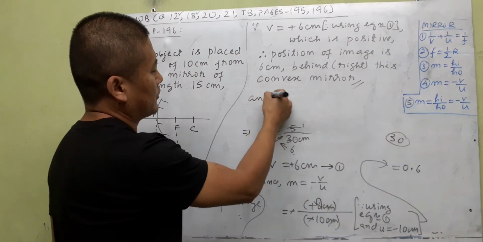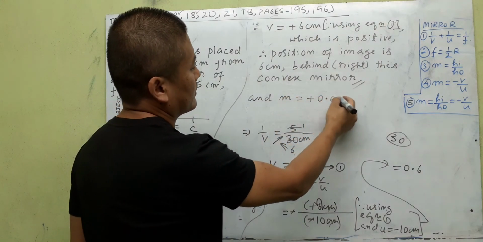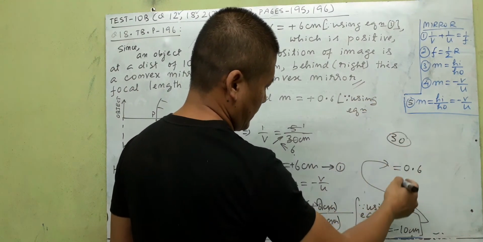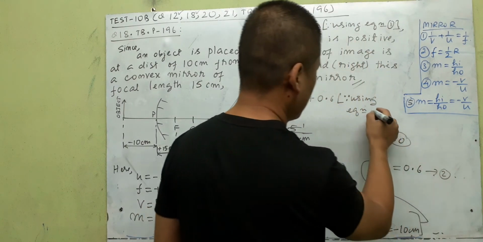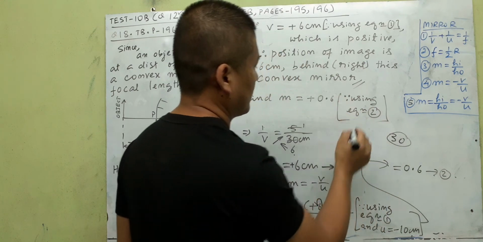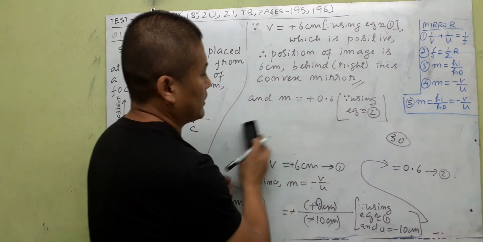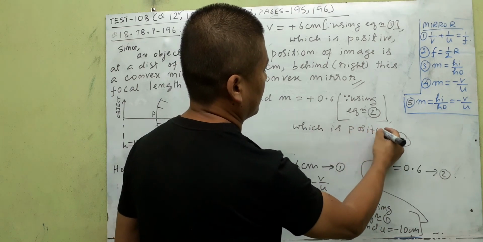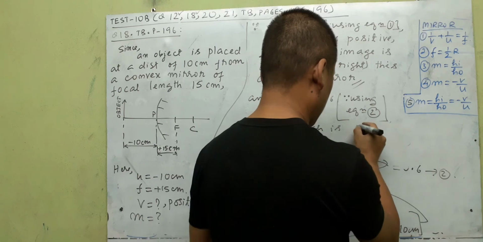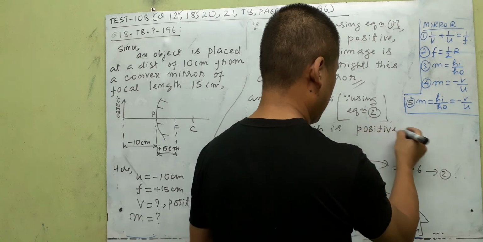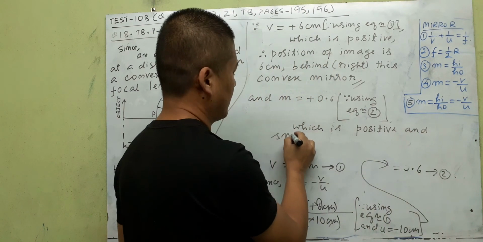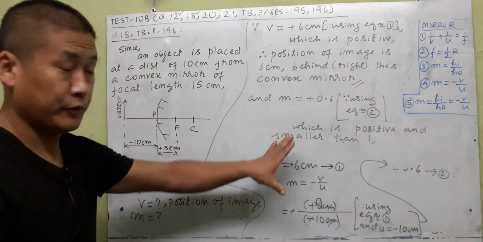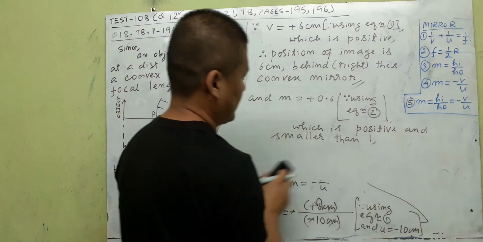And the second part, they're asking the nature. M tells you the best way to find nature: plus 0.6, as you got by using equation number, let us say this is 2. By using equation number 2, we can write here, which is clearly positive. Plus 0.6 is positive, and also smaller than 1. 0.6 is definitely smaller than the number 1. Yesterday we learned this, so we'll just write directly the nature.